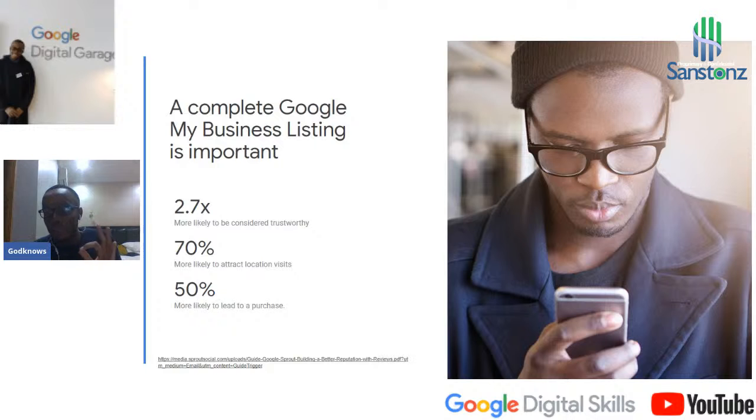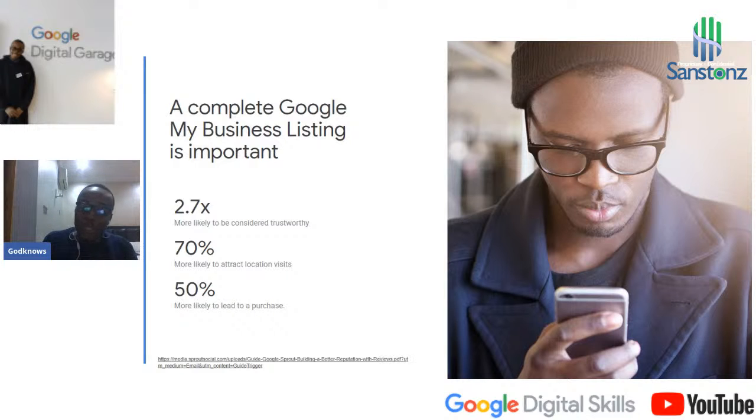Now, this is very true, and I'll give you a little backup story on this. Then finally, 50% more likely to lead to purchase. Let's say you have a product and you don't know if you're going to sell it or not. Having a complete listing on Google My Business can give you 50%, that is half a chance, more likely to lead to a purchase. So make sure you take advantage of this free, amazing tool.